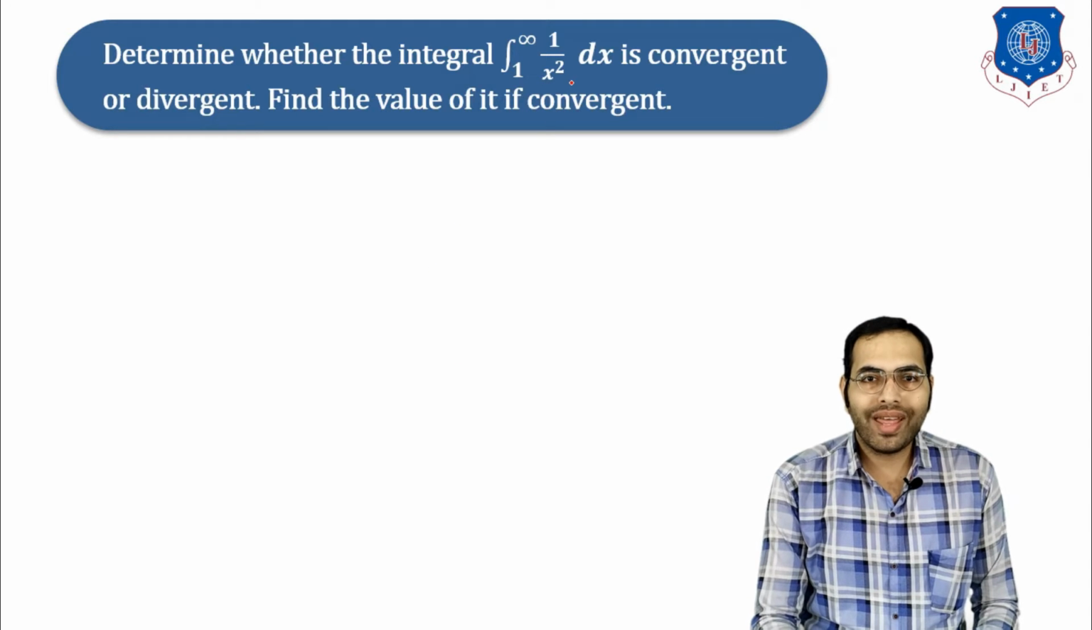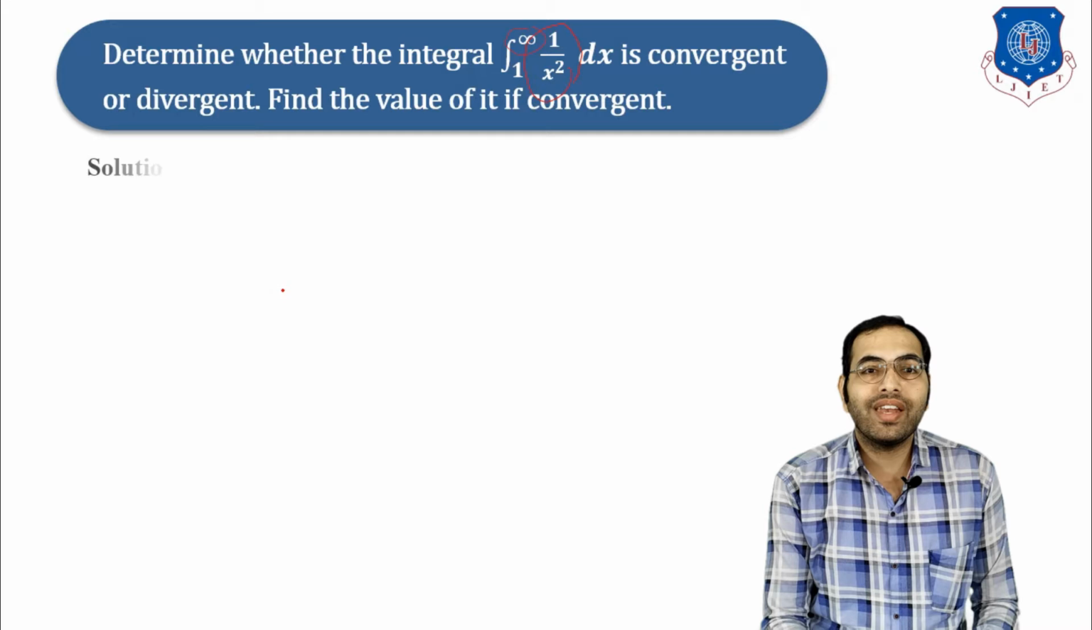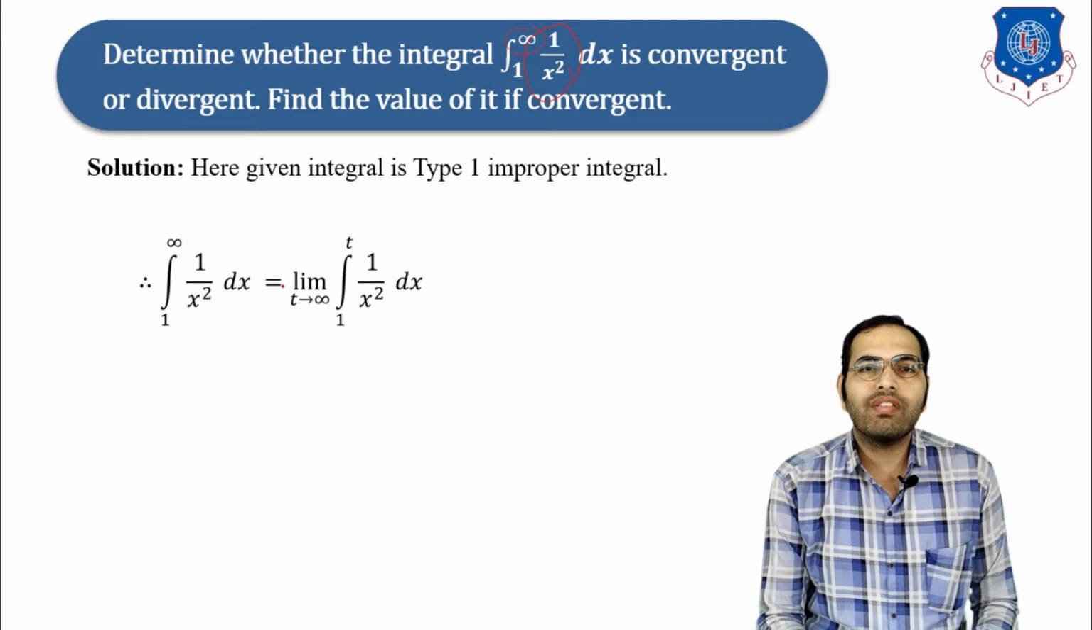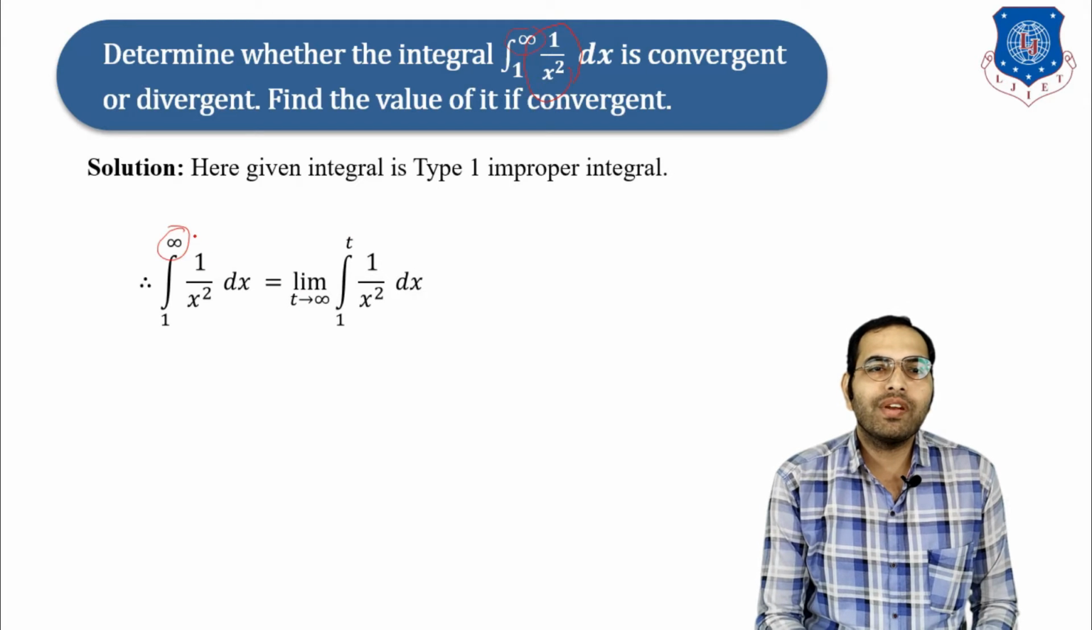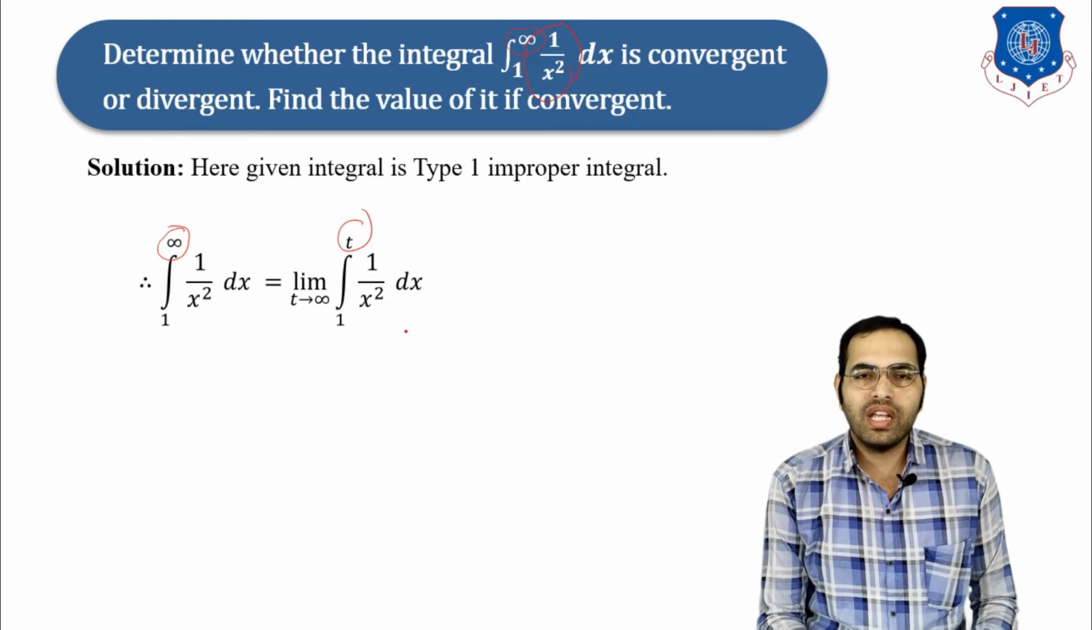Here 1 upon x square is obviously a continuous function, meaning continuous everywhere. Here the upper limit is infinite, so the given integral is a type 1 improper integral. Integral 1 to infinity of 1 upon x square dx: the upper limit, which is infinite, is replaced with t, then we apply the limit t tends to infinity on integral 1 to t of 1 upon x square dx.